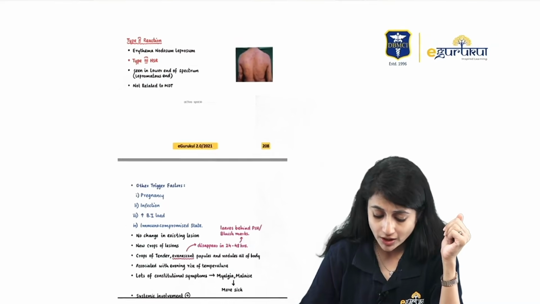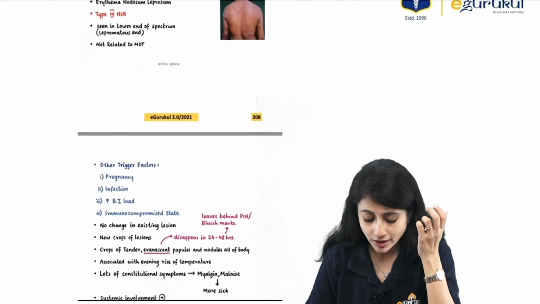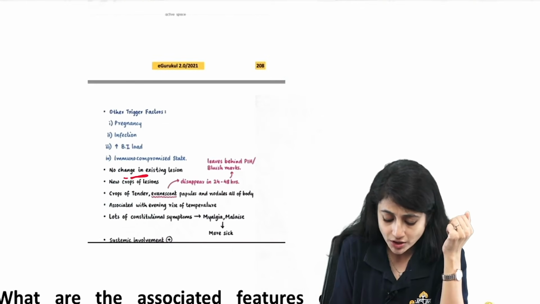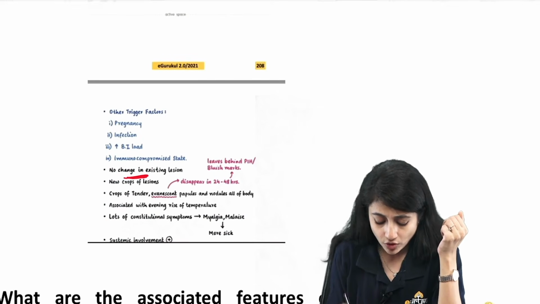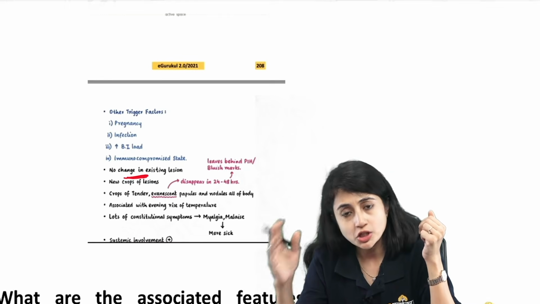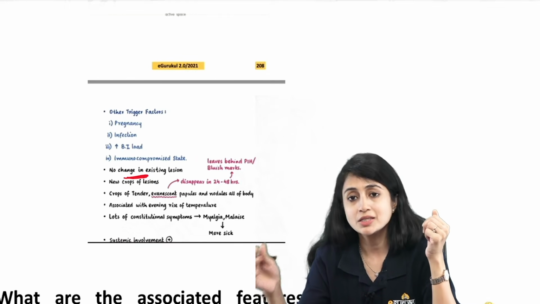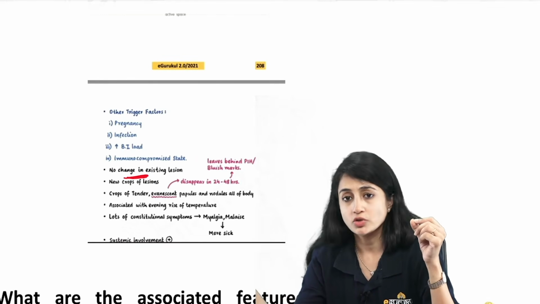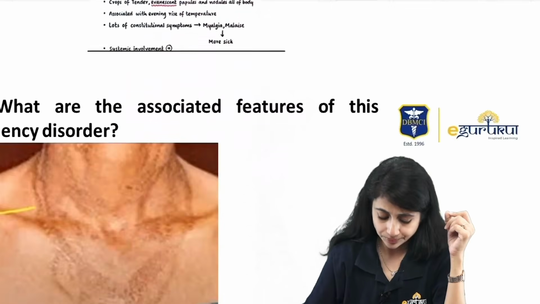Whereas in type 2 reaction, I already said, seen in the lower end, and usually there is no change in existing lesions. You have crops of lesions, and what do we do? We again continue MDT, give NSAIDs, and again steroids would be my first choice of drug.